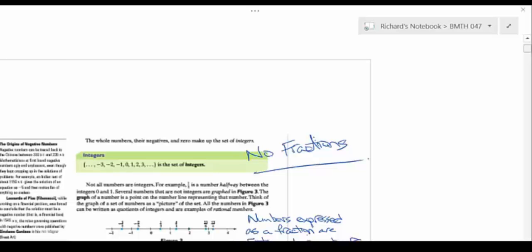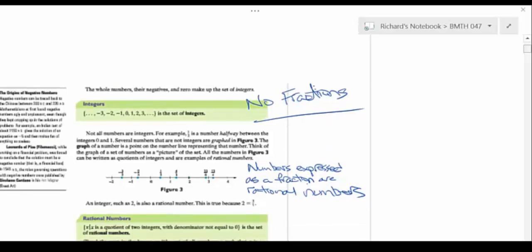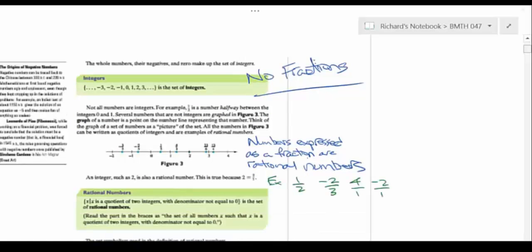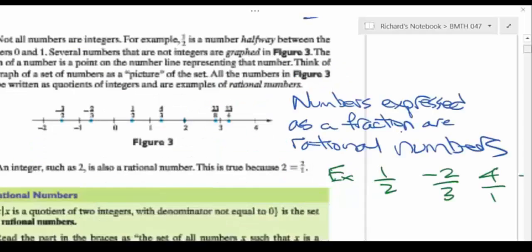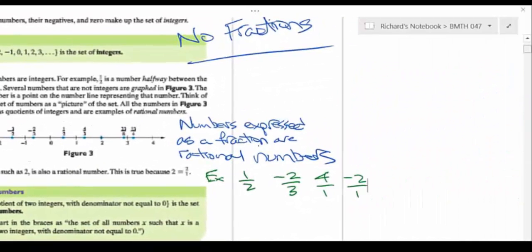Now, numbers that can be expressed as a fraction, we call rational numbers. Rational numbers are numbers that are a ratio between two numbers, like a fraction. So all of these numbers are rational numbers: 1/2, negative 2/3, 4/1, negative 2/1.